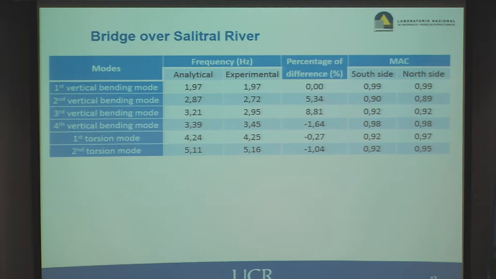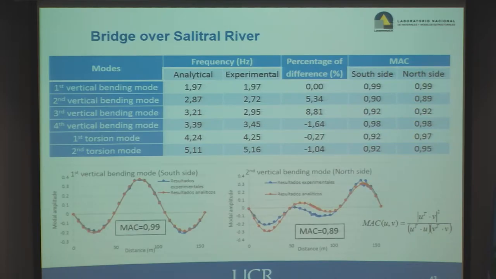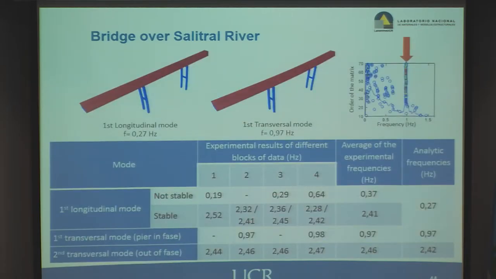The percentages of difference, as you see, are lower than the ones that I presented before, and the model assurance criterion values, that is the relationship between the experimental and analytical mode shapes. So a MAC of almost one is a close relationship between modes. This is the lowest value of MAC that we obtain. So for this bridge, we also obtain experimental and analytical results for longitudinal and transverse modes.